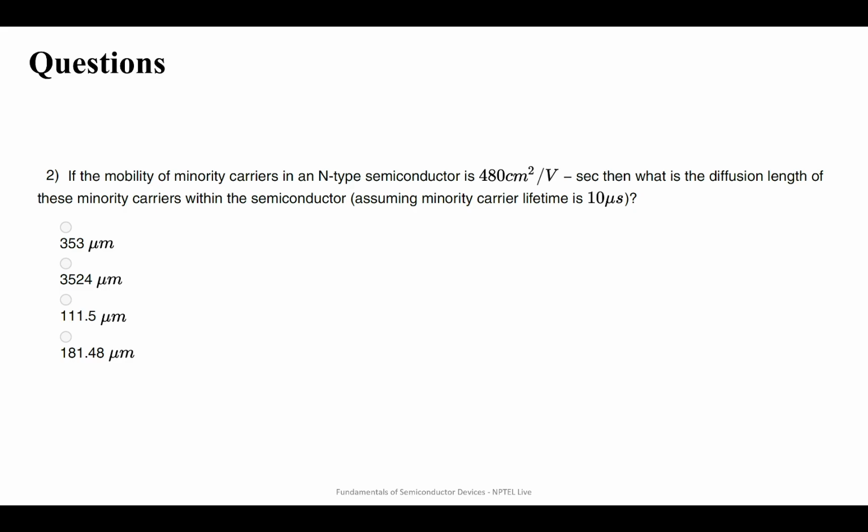Temperature you can take as 300 Kelvin. If we have not given temperature, you assume it to be 300 Kelvin.